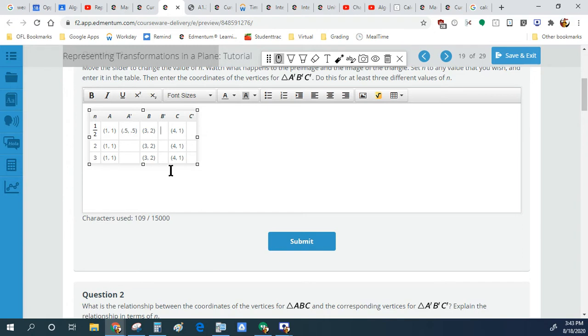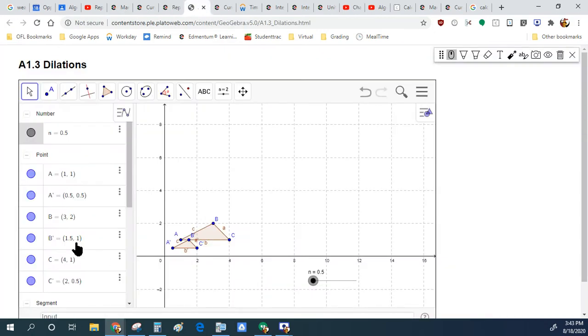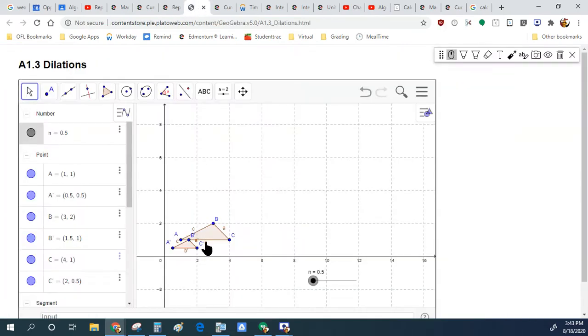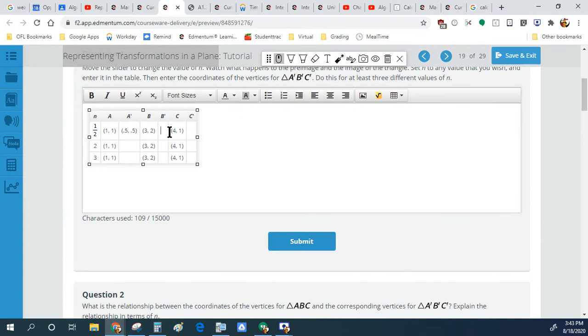I'm going to look at my B. So I'm going to go back over here and look at my B. For some reason they're telling you to do your B prime. Oh, it is your B prime. I'm so sorry. So we're going to look at our B prime. That's 1.5 and 1. So we're going to do 1.5, comma 1. To make it a little more organized, I'm going to make sure I have my parentheses and put a little space in the middle.